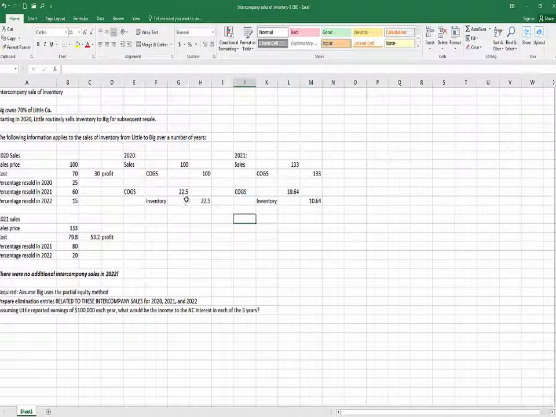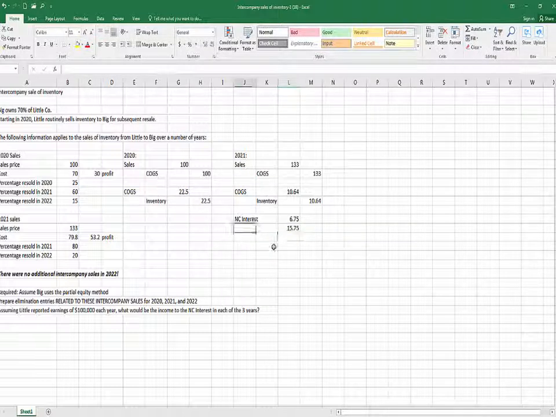Okay, now we need to go ahead and carry forward this unrealized gross profit from the previous year. And again, our two questions. First, was this upstream or downstream? This was an upstream sale, which means the non-controlling interest is going to get their share, 30% of that 22.5. The other 70% of that 22.5 is going to accrue to the parent.